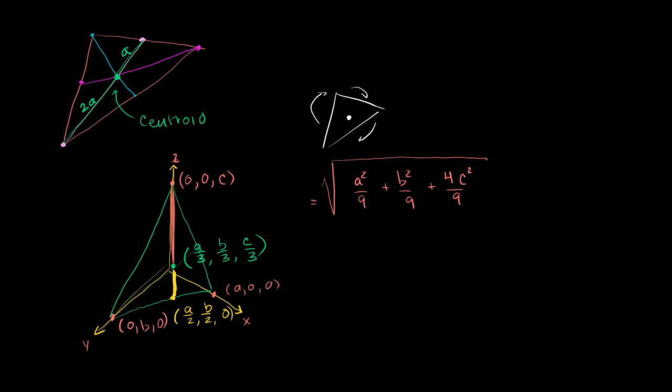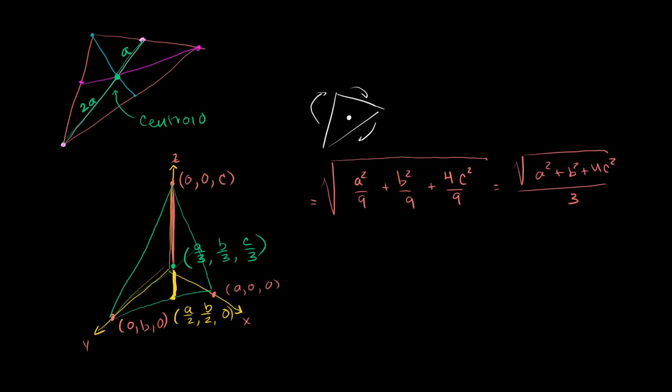And if we want to do it, we can express this a little bit simpler than this. This is the same thing as the square root of a squared plus b squared plus 4c squared over the square root of 9, which is just equal to 3.